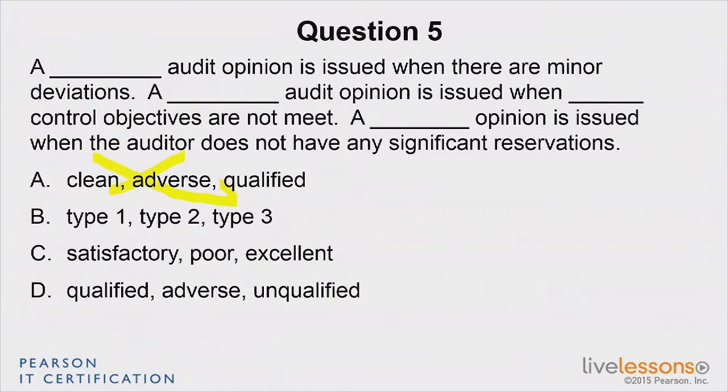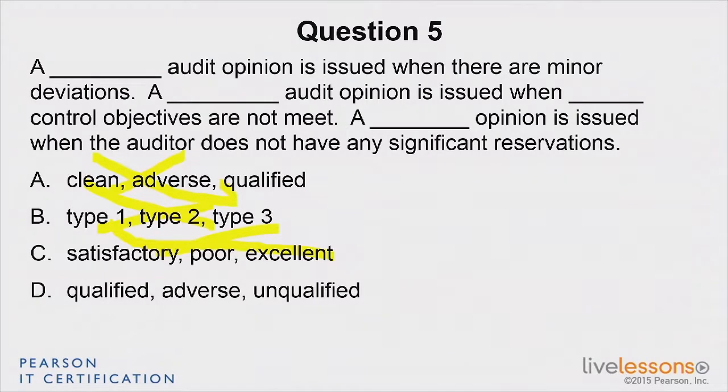Right? The only time you've seen Type 1 and Type 2 was as two different types of SAE 16 audits. Satisfactory, poor, and excellent, those are purely subjective terms. They don't belong in an audit. So our answers are a qualified audit opinion is issued when there are minor deviations. An adverse audit opinion is issued when control objectives are not met. And an unqualified opinion is issued when the auditor does not have any significant reservations.